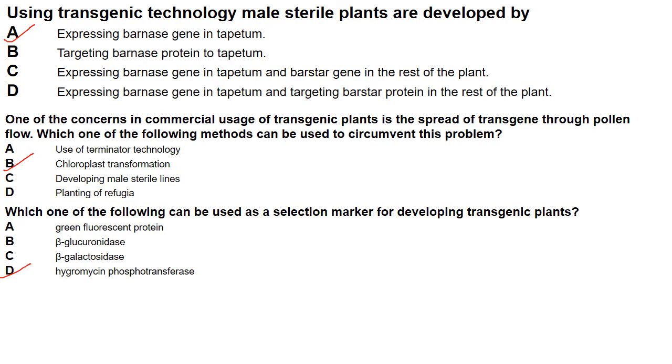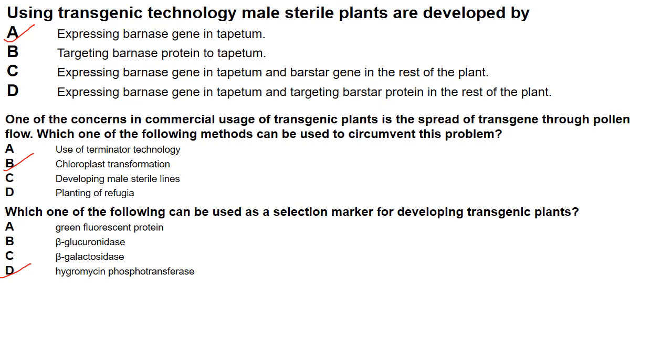Then, one of the concerns in commercial usage of transgenic plants is the spread of transgene through pollen flow. Which one of the following methods is used to circumvent this problem? So this problem can be circumvented by using chloroplast transformation, because chloroplast is maternally inherited, so pollen grains will not carry genes introduced in chloroplast. So answer will be option B, that is chloroplast transformation.